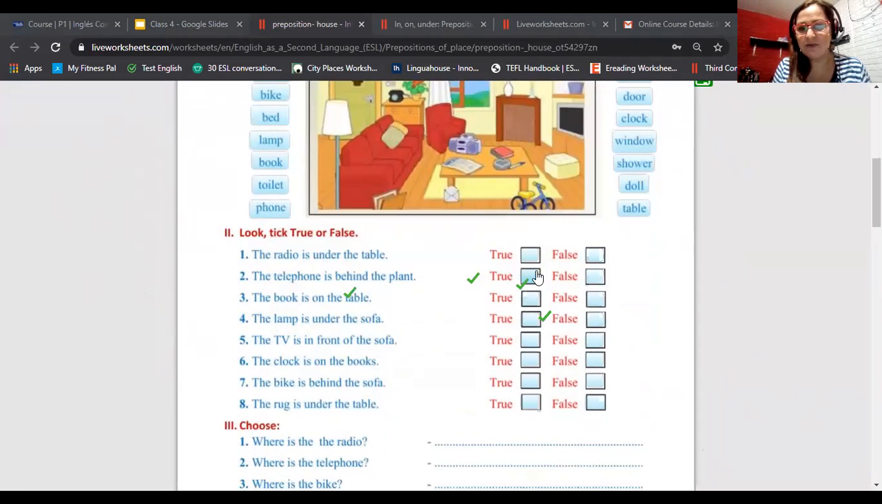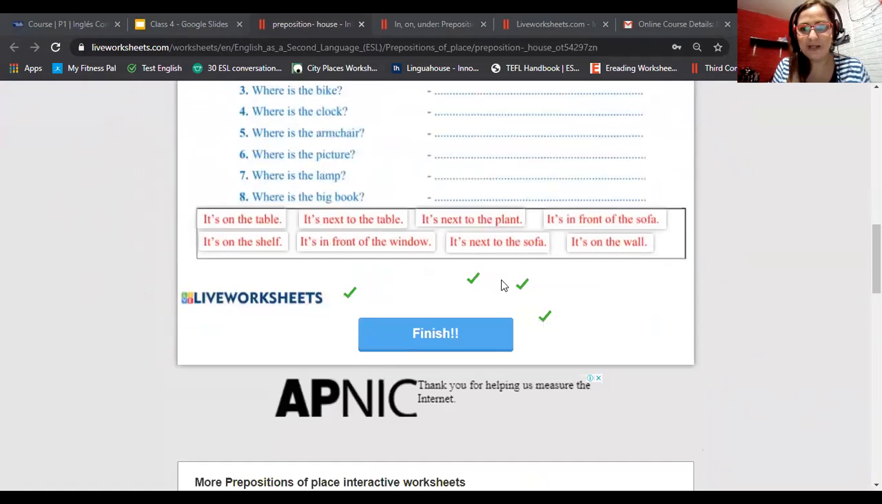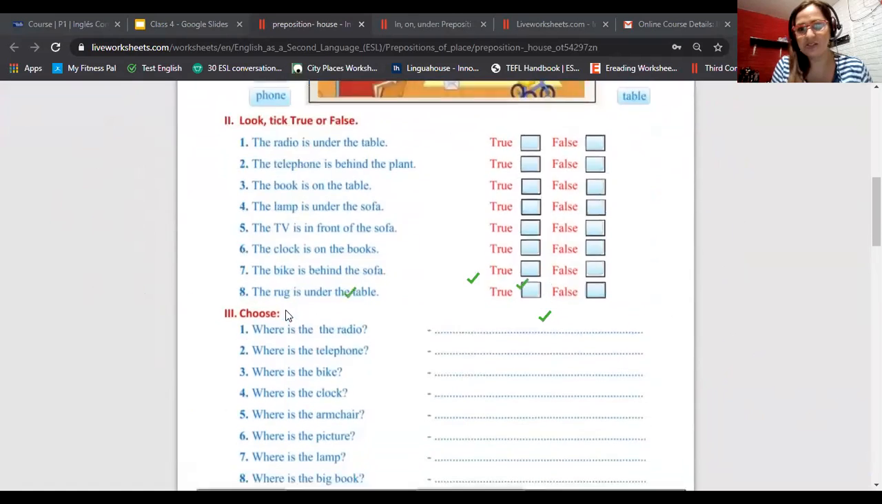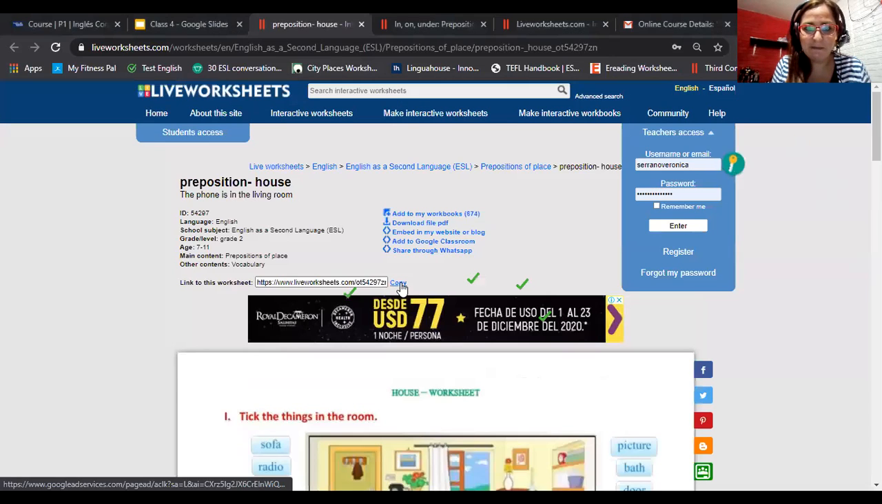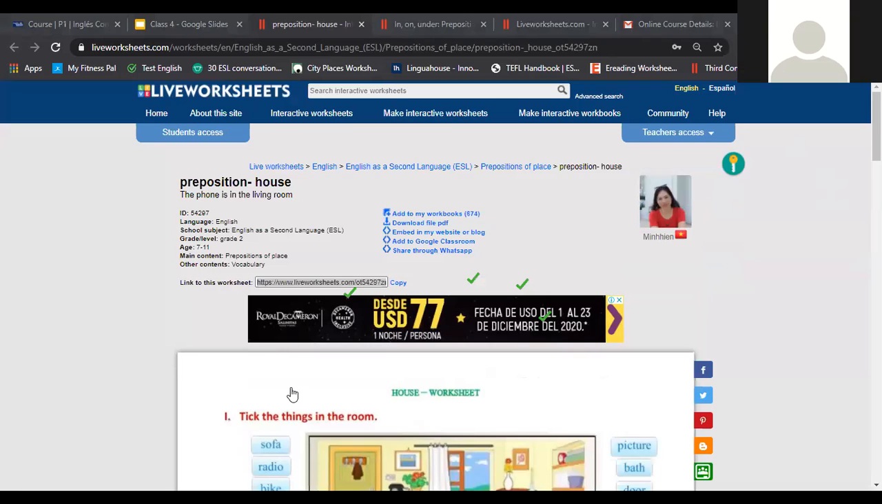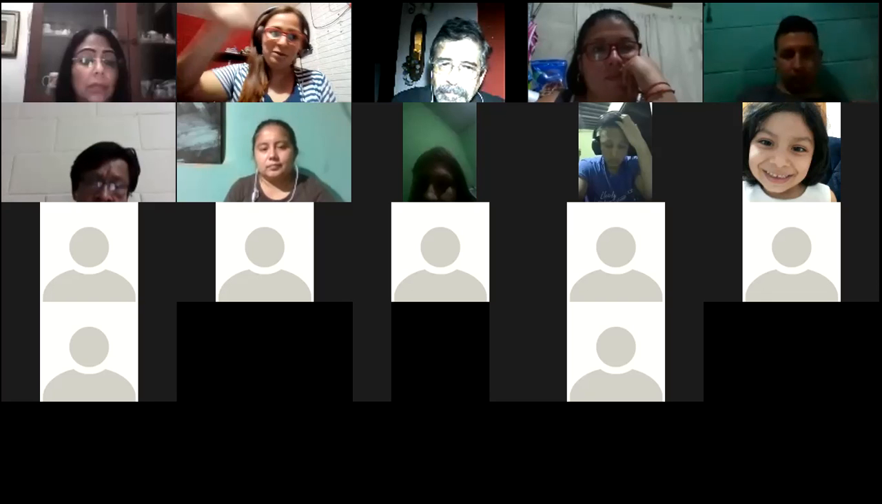Y es parecido, ok, al que ya hicimos. The radio is under the table, true and false. Y así ustedes pueden completar. Cuando dice finish, le dan finish and check your answers, ok. No me tienen que mandar nada. Si tienen preguntas, sí me pueden. Ok. All right? Ok, teacher. I'm going to send it to you through the chat. El primero es práctica y el segundo es homework, ok. Ahí está. Homework. Okay, thank you. Okay, ahí va. Y el lunes vamos explicando esto.